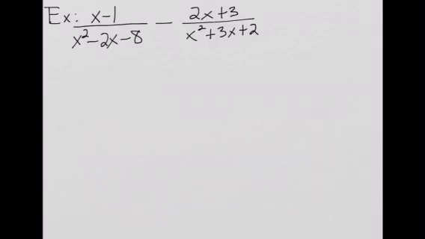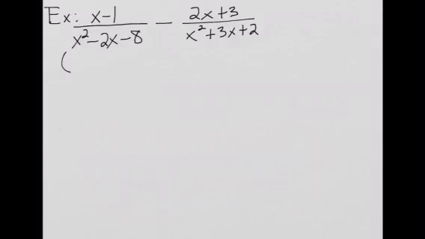Alright, so here we have a subtraction one. We've got x minus 1 over x squared minus 2x minus 8, minus 2x plus 3 over x squared plus 3x plus 2. So again, first thing we're going to do is find the LCD. So let's factor each denominator.